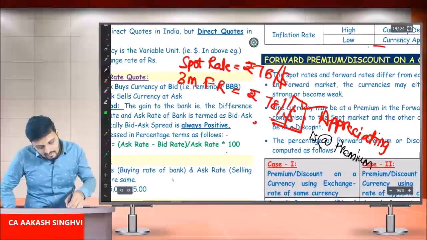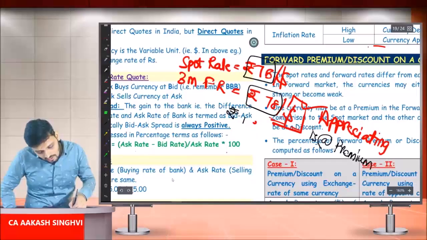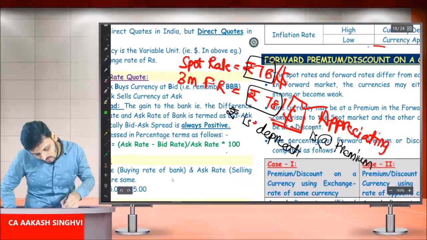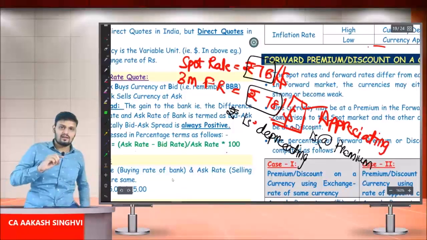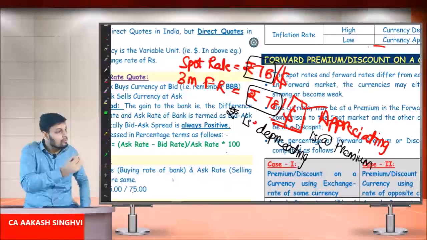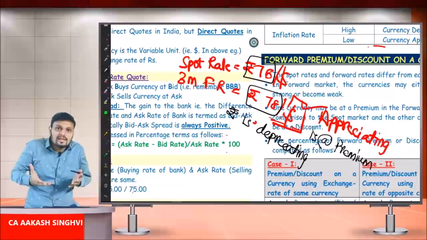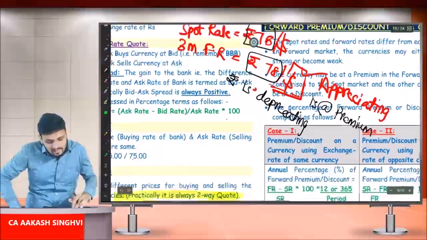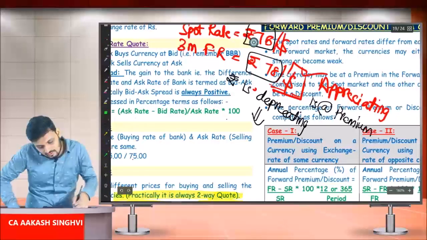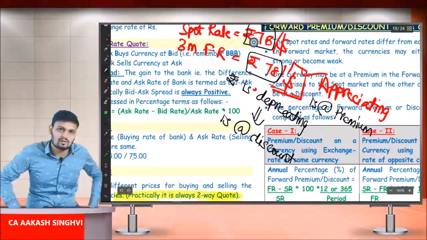And here, can I tell the rupee is depreciating? The rupee is depreciating. Sir, how to find out that? Today I am paying only 75 rupees to buy one product, but after 3 months I will have to pay 78 rupees. Oh my god, rupee, you are depreciating. Correct? So if the rupee is depreciating, we call it at a discount. It is at discount. Okay.